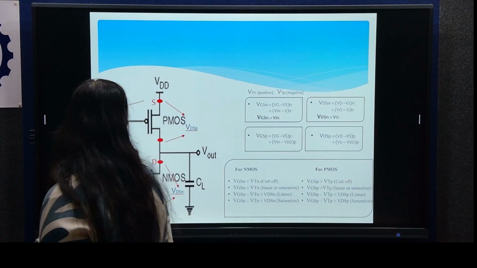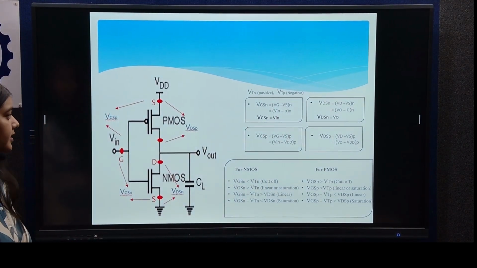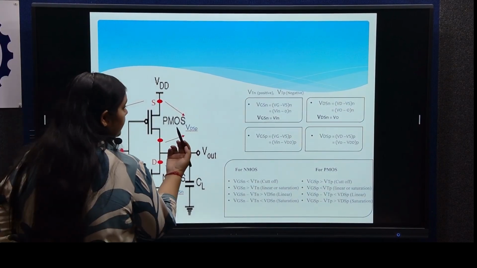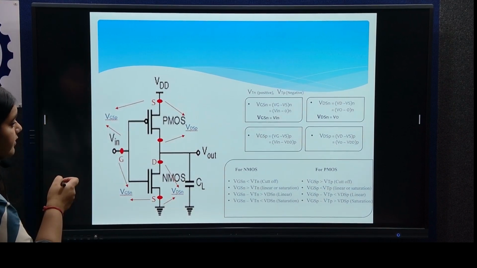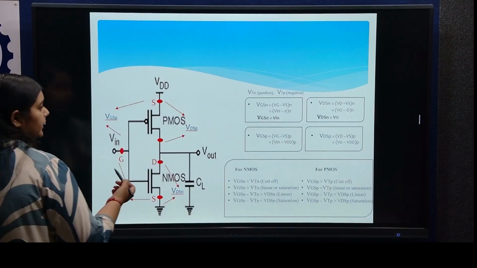Now coming to some assumption possibilities. So these are the possibilities, or you can say these are the assumptions, to make the VTC curve of the CMOS inverter. Now look here.